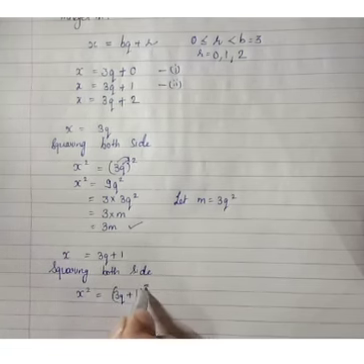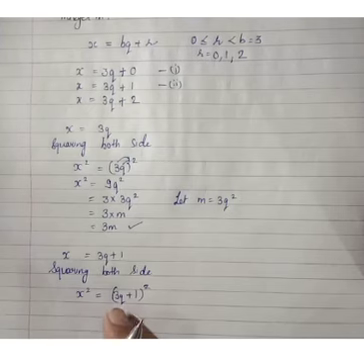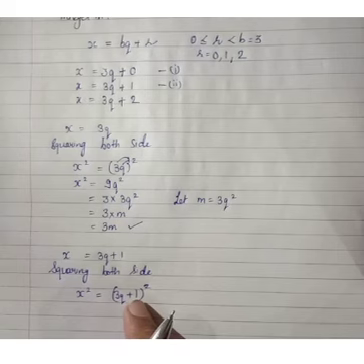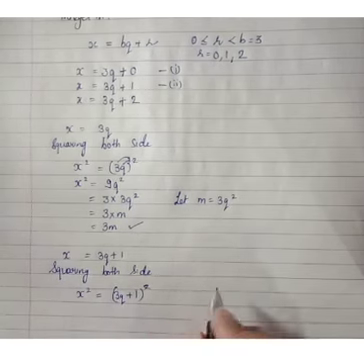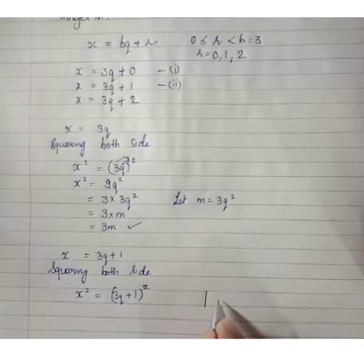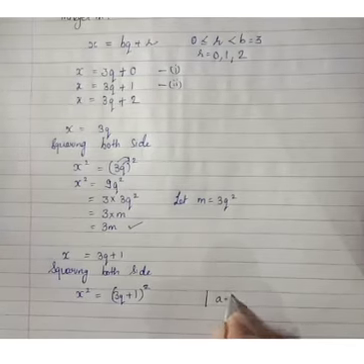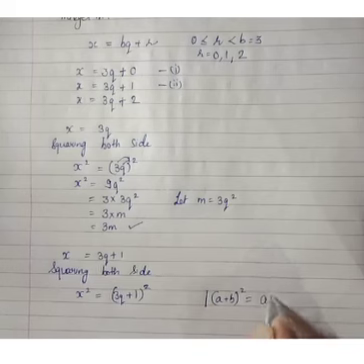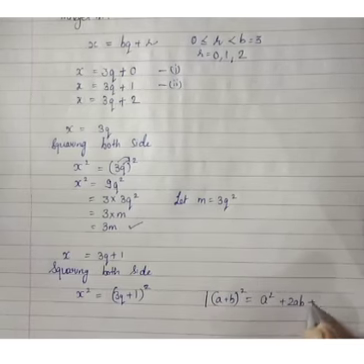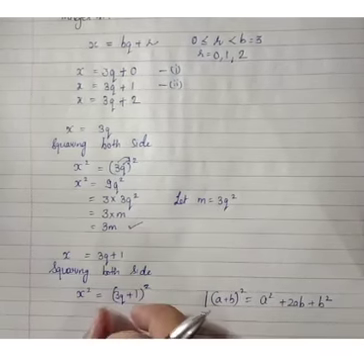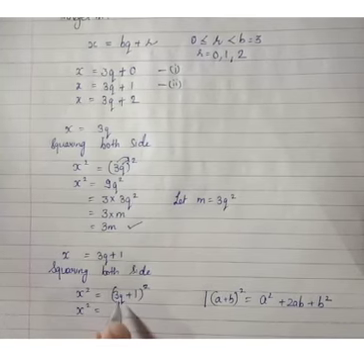equal to 3q plus 1 whole square. So here most of the children get confused. They will do the square of 3q and also the square of 1 and add them. Here you have to apply the formula of (a plus b) square, the identity we have read in standard 8. So (a plus b) square is equal to a square plus 2ab plus b square. We will apply this formula over here. So x square equal to this.